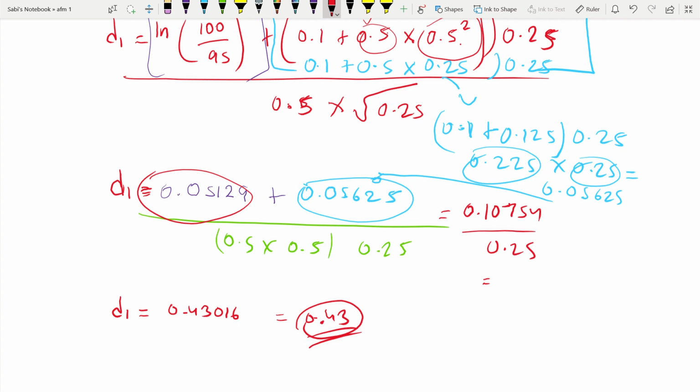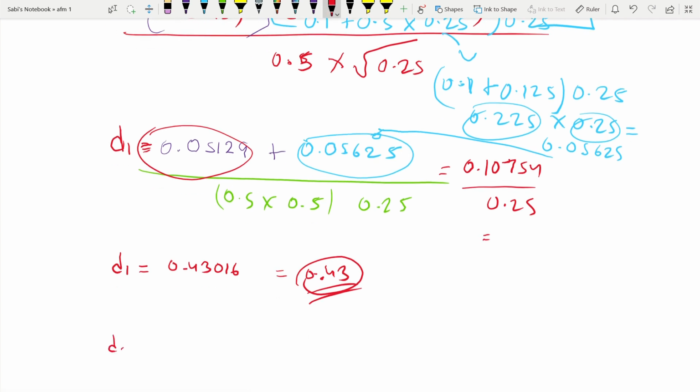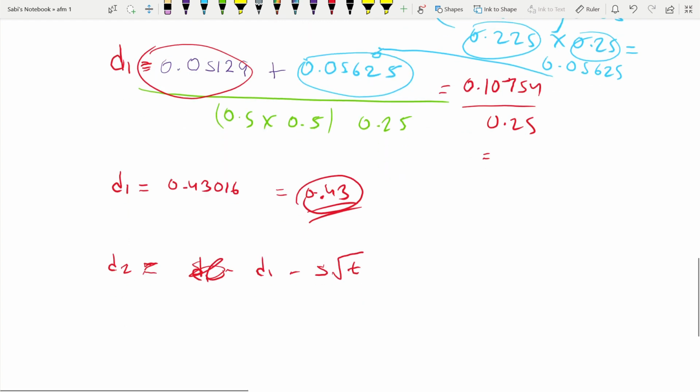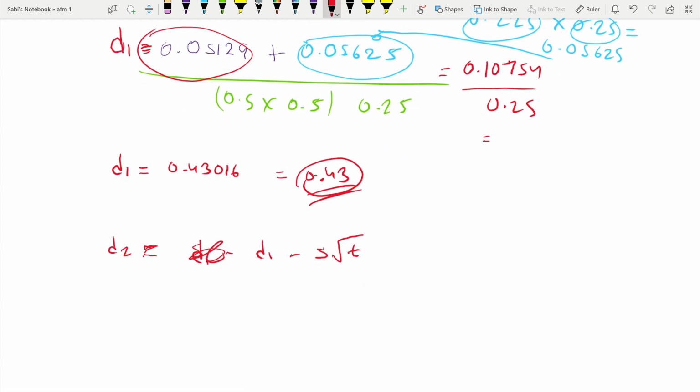Now we are moving to D2. D2 is a little simpler. First I will write the formula for D2. It is D1 minus standard deviation times square root of t. Sorry, I'll write downwards. I think downward is easier. What is D1? Which number should you take when you write D1, the whole number or the 2 decimal places? 2 decimal places. Use this 0.43 only.